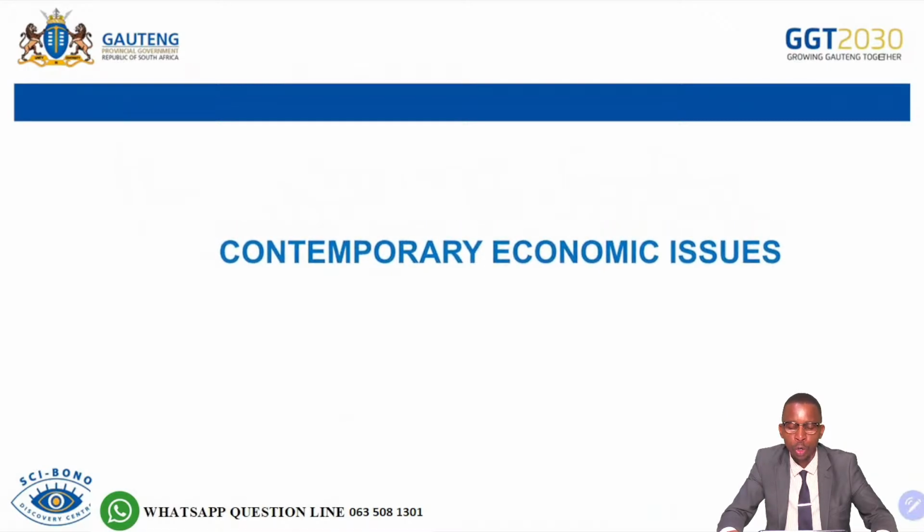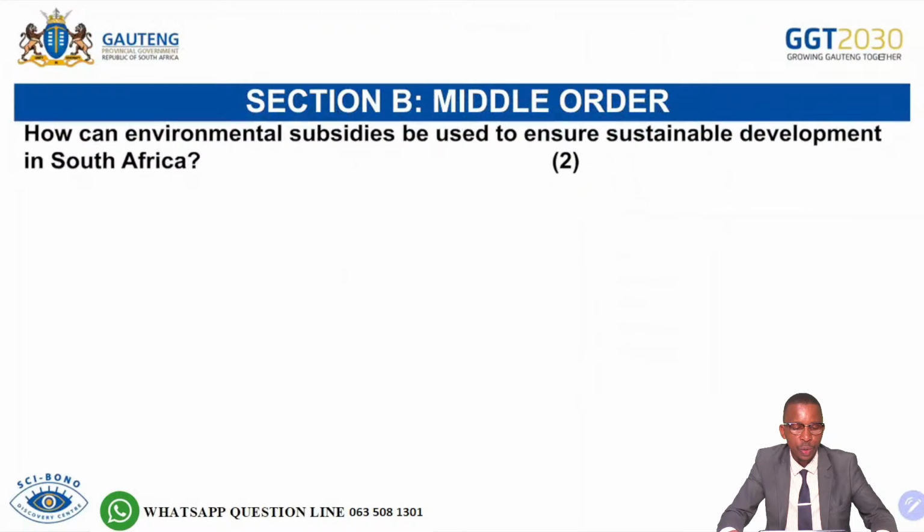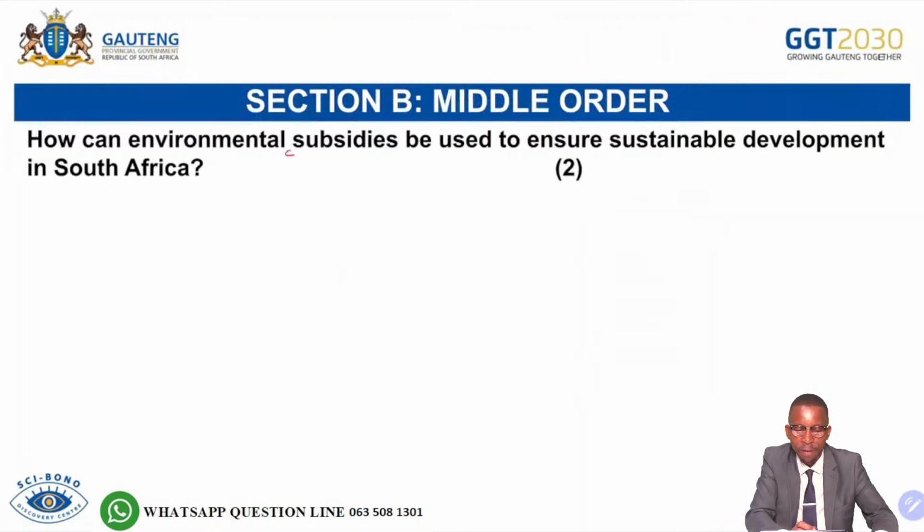Then make your order on contemporary economic issues. Let's check what is here. How can environmental subsidies be used to ensure sustainable development in South Africa? It is very important for you to know we are talking about environmental subsidies. If environmental subsidies are given, that will encourage businesses to be involved in green energy and to be sustainable, because they will be given support from the government to keep maintaining the environment and prevent it from harm. So how can it be used to ensure sustainable development?